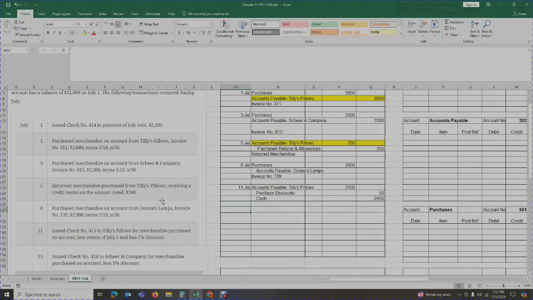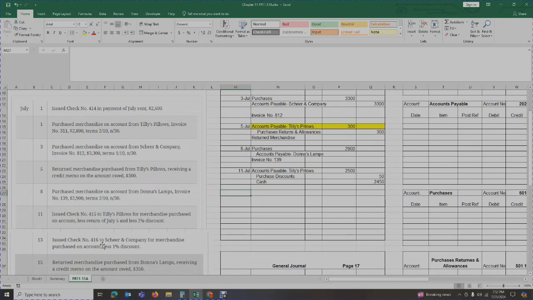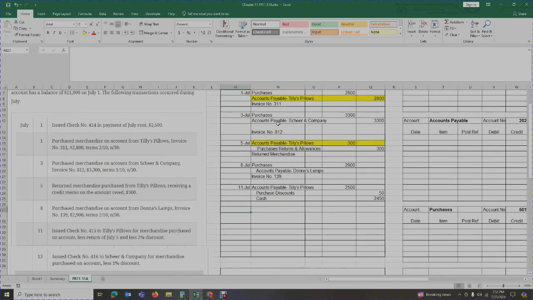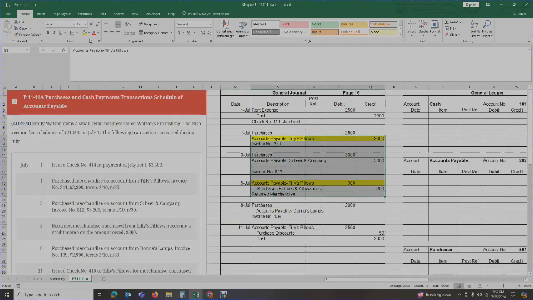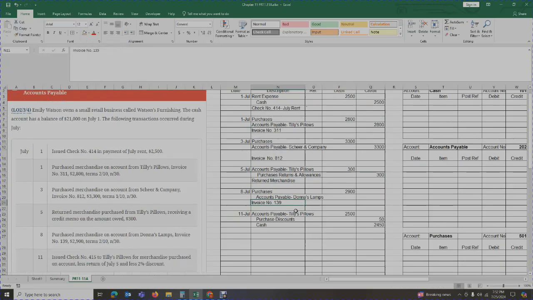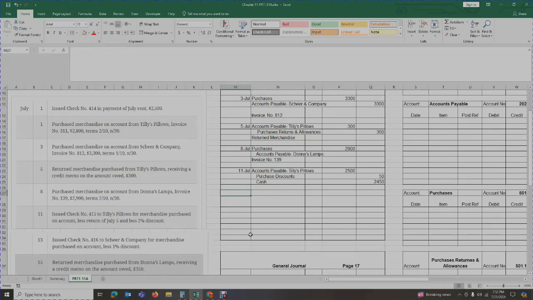On the 13th, we issued check number 416 to Shear and Company for merchandise purchase on account less a 1% discount. So now we're paying Shear. I'm going to remove this highlighting because I'm going to be doing some highlighting later on. Let me put a description on this one. Payment, check number 416. So let's do July the 13th.